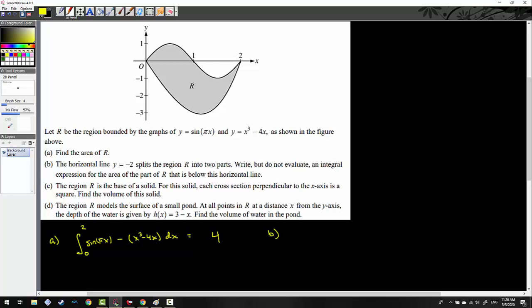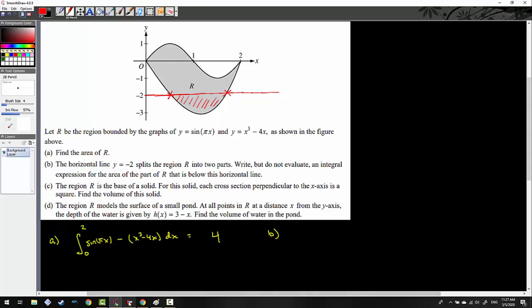In part B, it says the horizontal line y equals -2 splits the region R into two parts. Write but do not evaluate an integral expression for the area of the part of R that is below this horizontal line. So let's take a look at this y equals -2. That's going to do this right here, and I want to find the area of R that is below the horizontal line. Well, it's almost exactly like A, except in this case, top minus bottom is going to be line minus curve. So if I'm going to go with my gut, the sine function has no purpose in part B. What I need to do is find out where this function intersects.